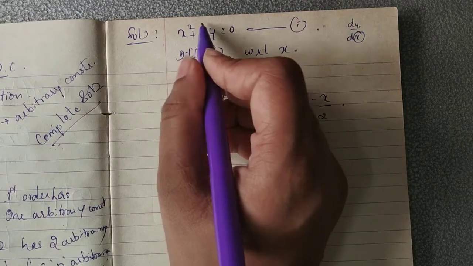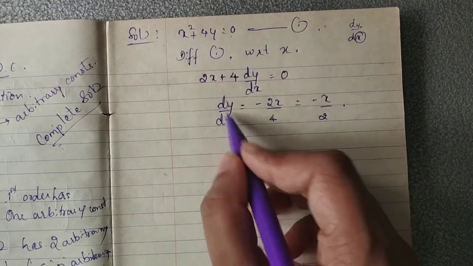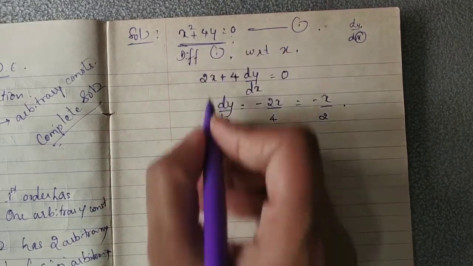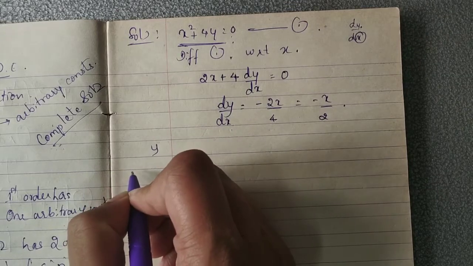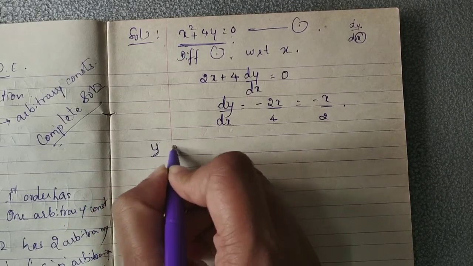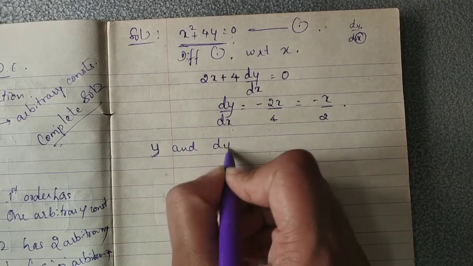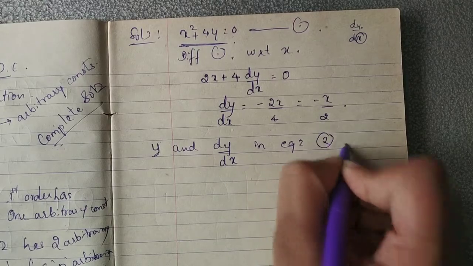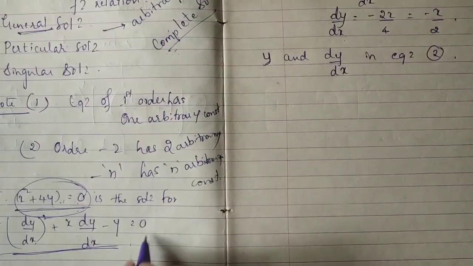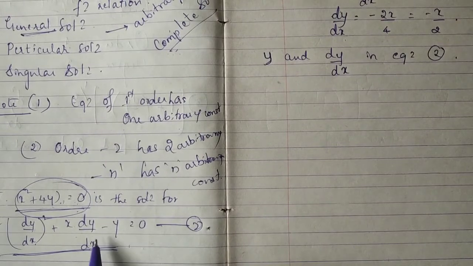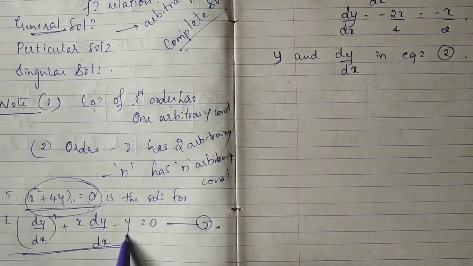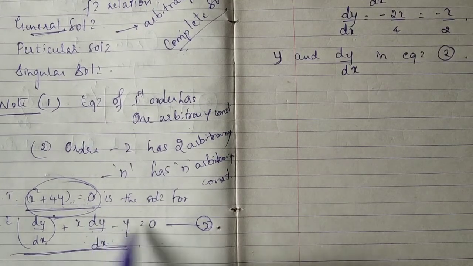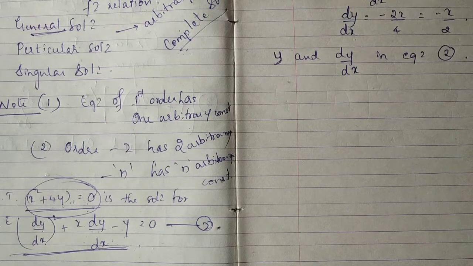So, we have x square plus 4y equal to 0 and dy by dx equal to minus x by 2. By this equation, we can find the value of y also. So, substituting the value of y and dy by dx in equation 2. We call this equation 2, right? Because it is the given differential equation. If this solution satisfies this equation, then we get the LHS and RHS equal.